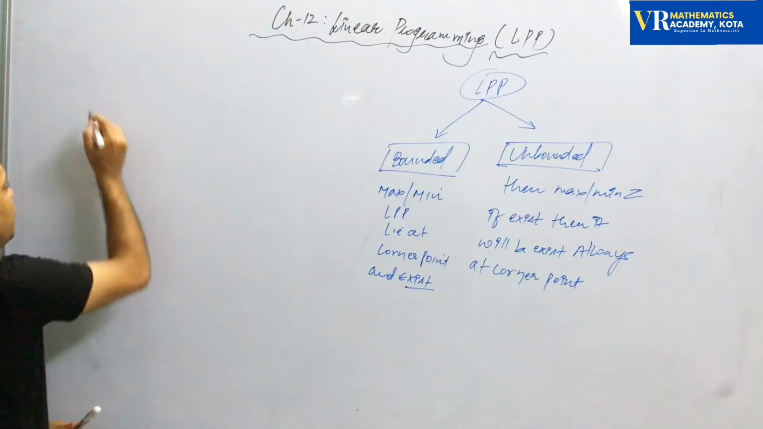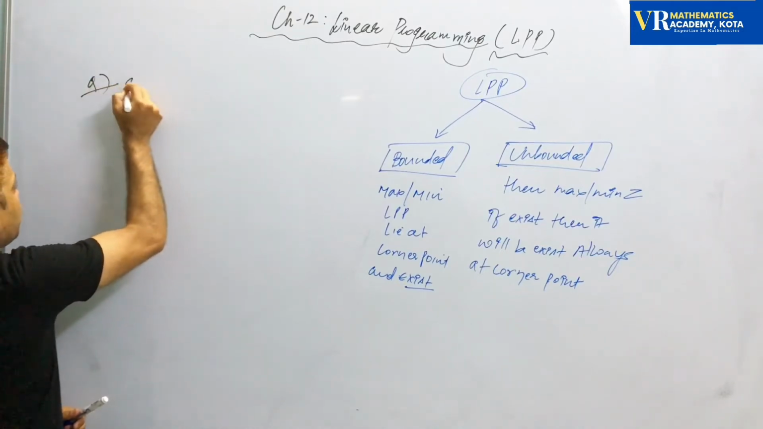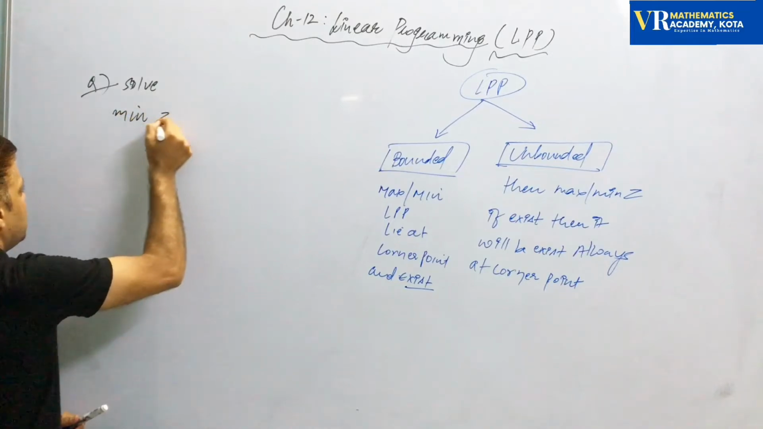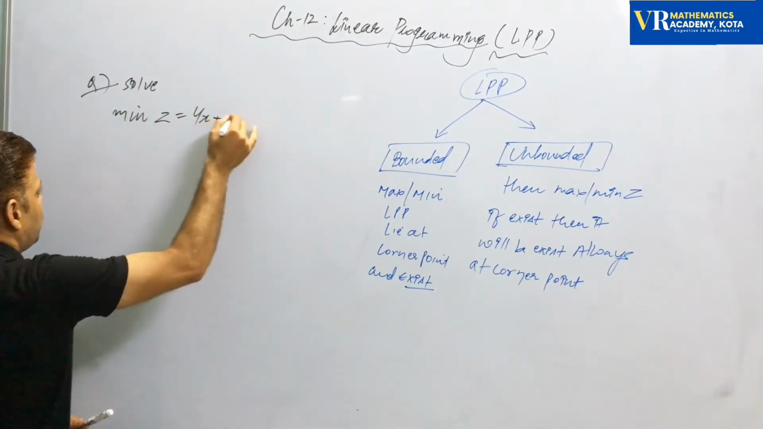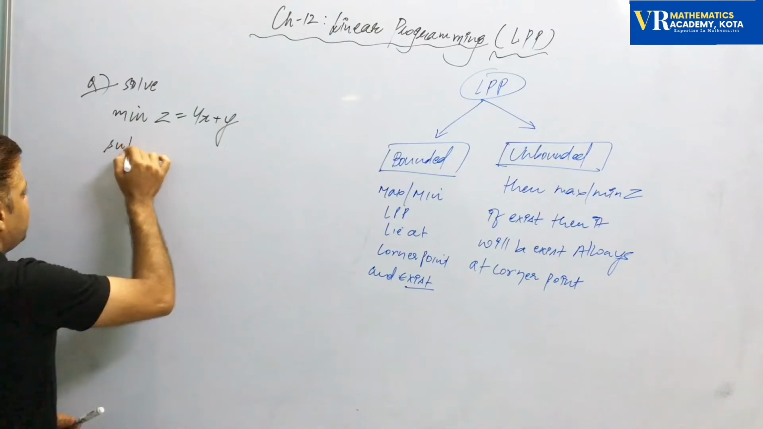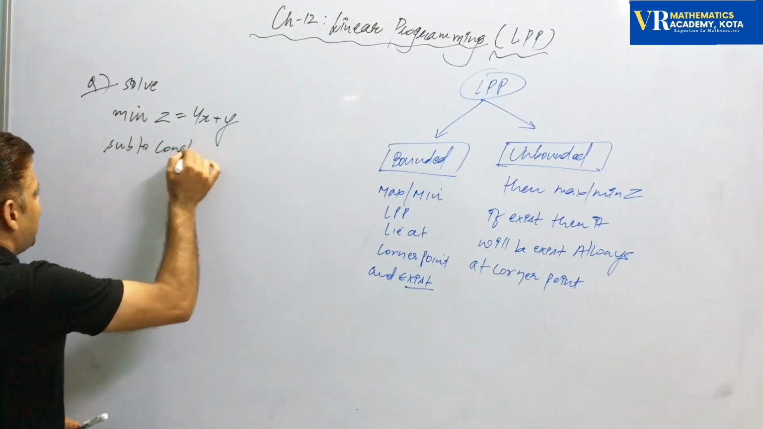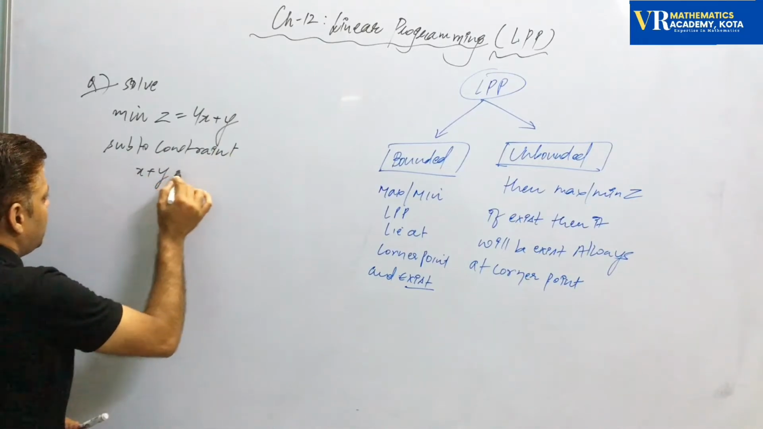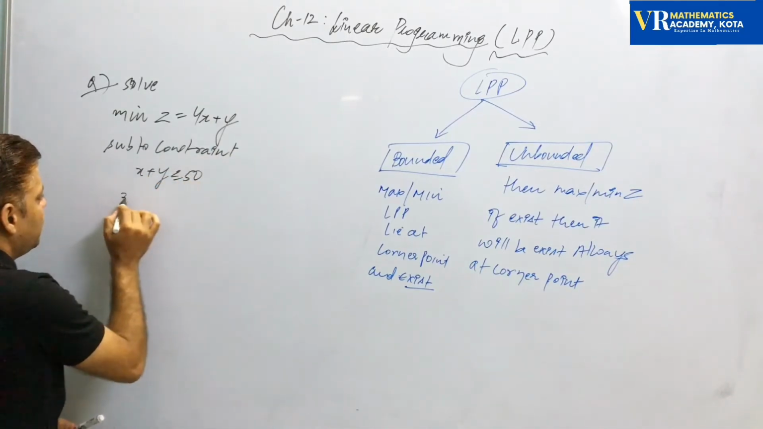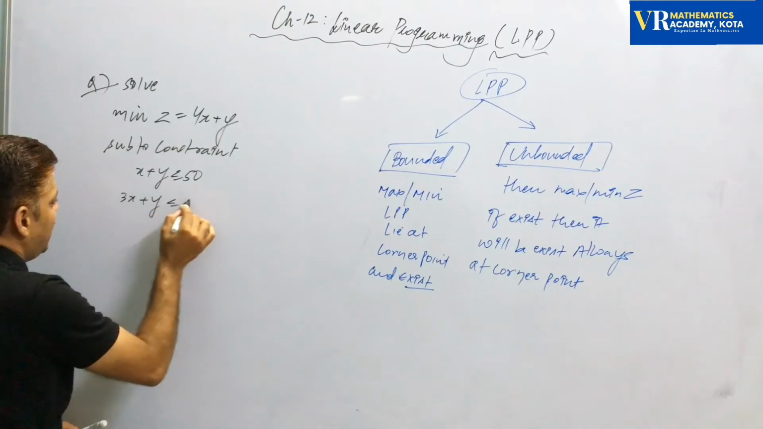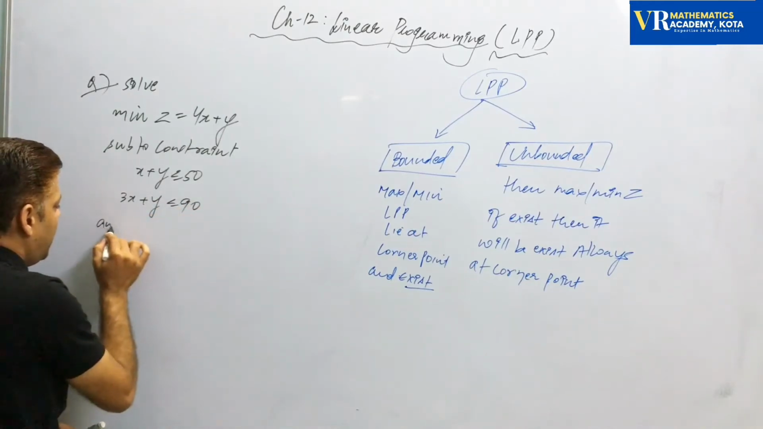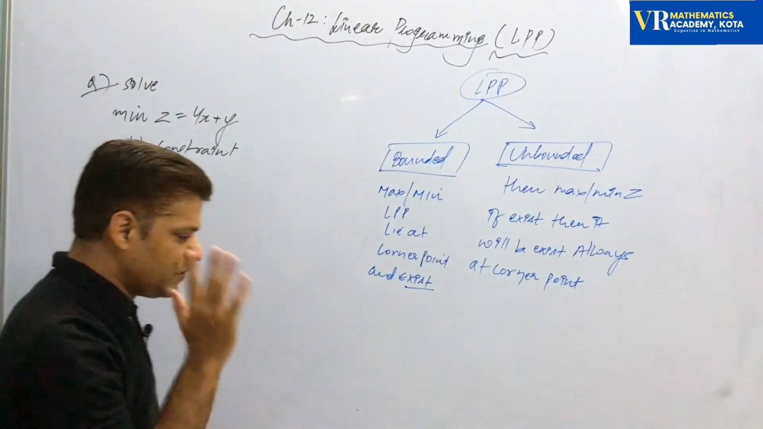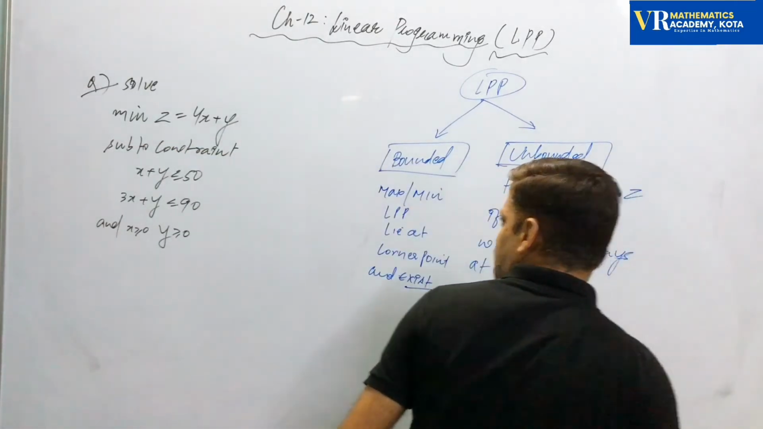Let's see, we are given a problem: solve the given LPP. Minimize Z = 4x + y, subject to the constraints x + y ≤ 50, 3x + y ≤ 90, and x ≥ 0, y ≥ 0. This is the LPP we have been given.